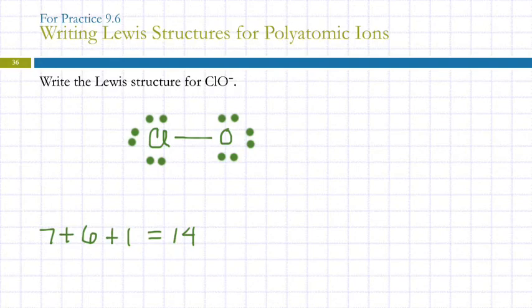There's one thing missing. This is an ion. There is also a molecule, chlorine monoxide, which does not have a charge on it. And so we need to show the charge. We do that by putting brackets around the Lewis structure and writing the charge on the outside.